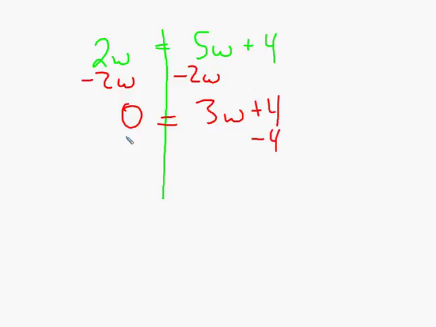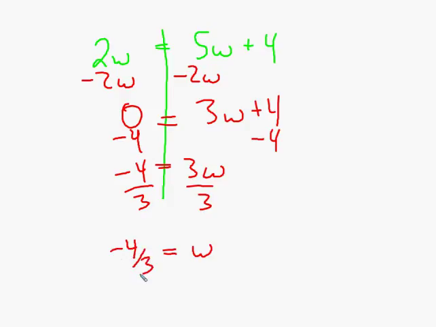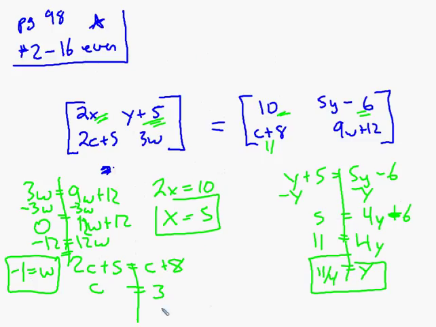So I subtract the 4. So we get negative 4 equals 3w. Now what do we do? Divide by 3. Okay, so we get negative 4 thirds. It's okay to leave it like that. All right. Now everyone is on this page doing those numbers.